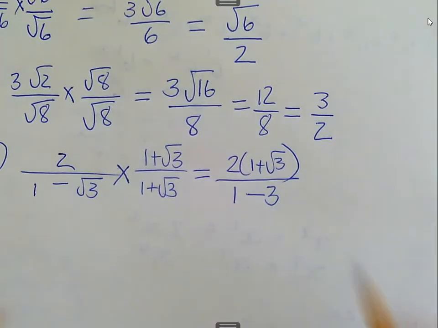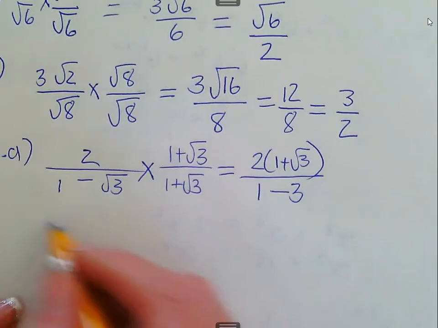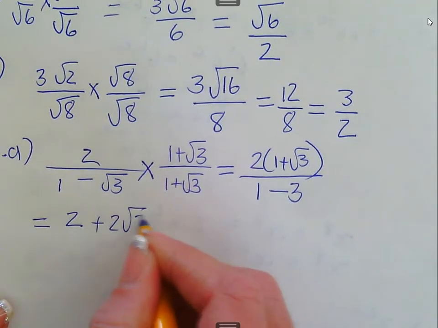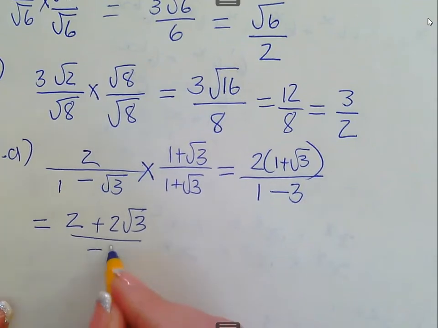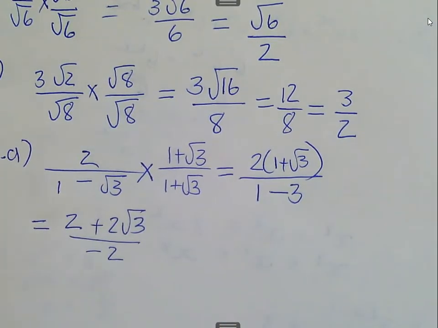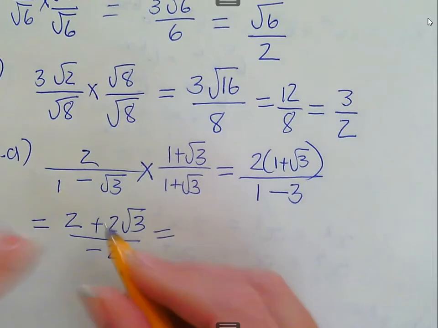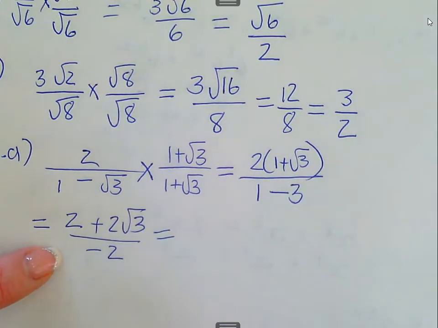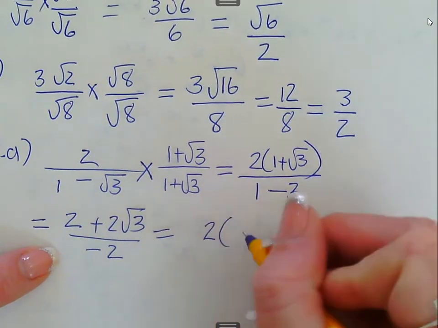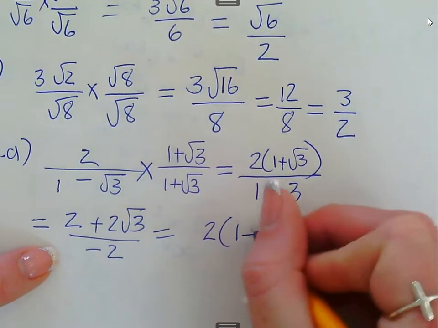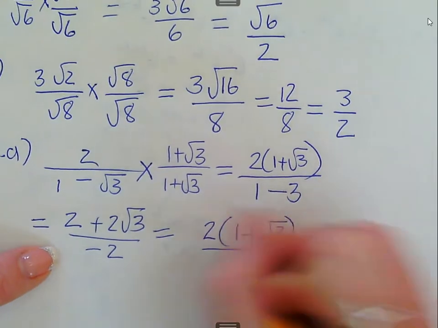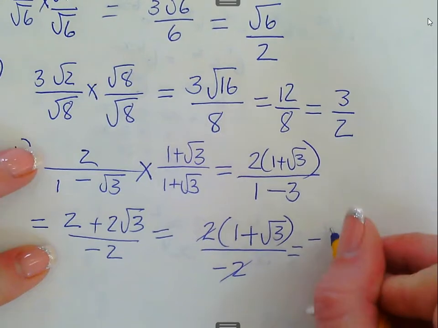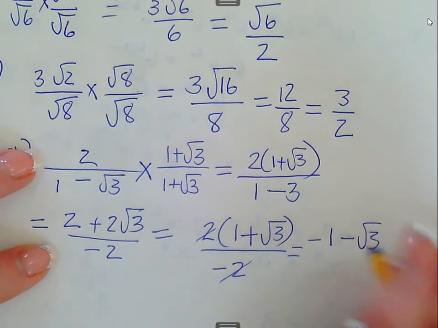Everyone? And then my answer is, I'm going to go on here at the bottom. It's going to be 2 plus 2 root 3 over negative 2. Am I done now? No. Did you notice you can take out something in common at the top? You can't cancel when it's 2 terms. You have to take out something in common. I take out the 2, then I have 1 plus root 3 over negative 2. They cancel out, and my answer is negative 1 negative root 3.